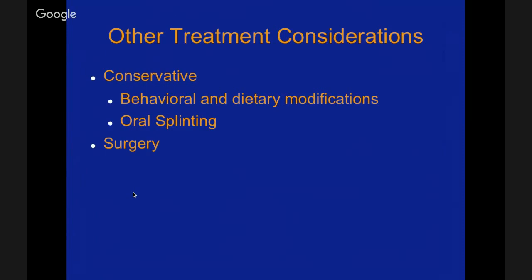Oral splinting can be helpful for patients with bruxism. It can be used as a way to help prevent injury in sports-related injuries. And then surgery is always sort of that last resort, but can be useful, especially in cases of severe TMJ ankylosis.